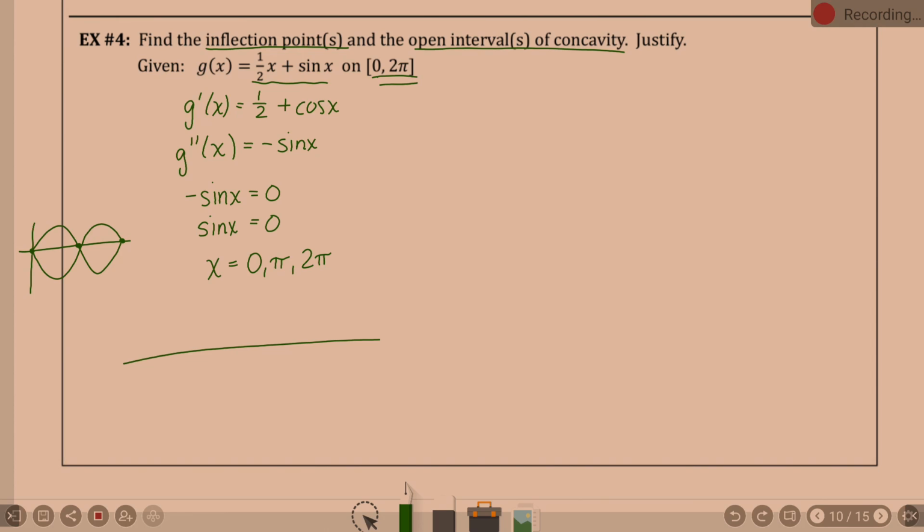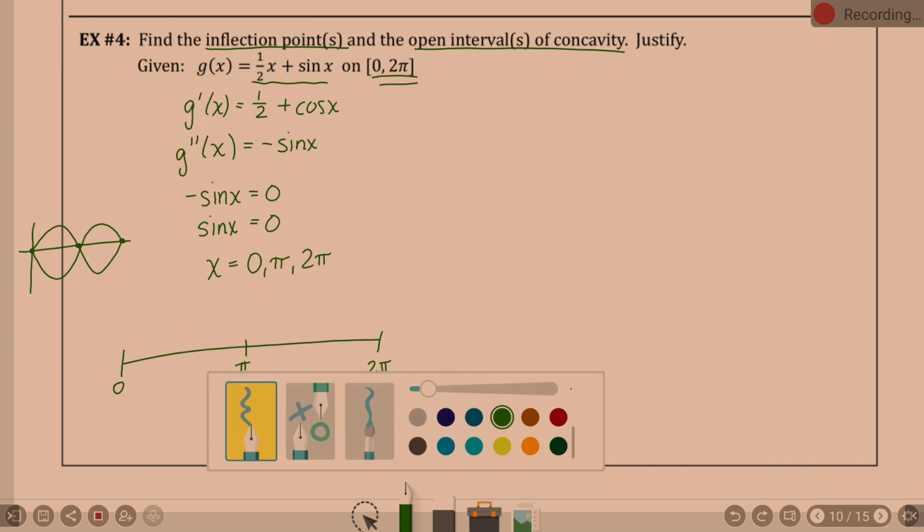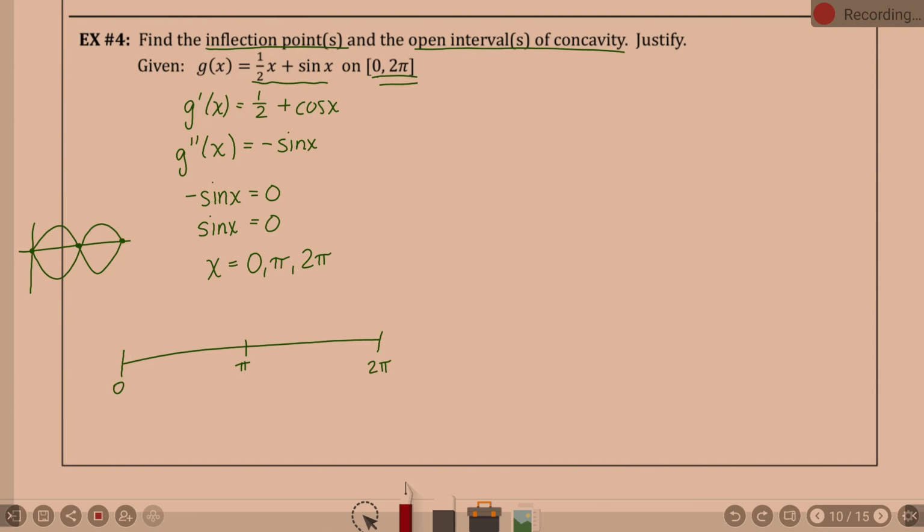Okay, so here's the deal. I just put arrows on the end. Should I have arrows on the end? No, because you're on a closed interval. With that closed interval, what are the ends of my interval? 0 and 2 pi, and what's in the middle is pi. Normally we go infinitely in either direction, but we're on a closed interval. That's what makes the difference here. If they didn't give us a range, we would have to test something outside of 0 and 2 pi as well.